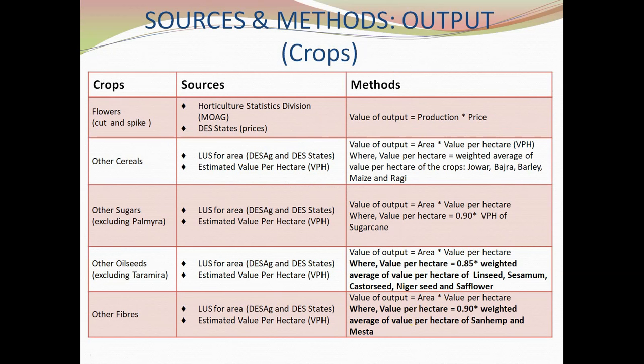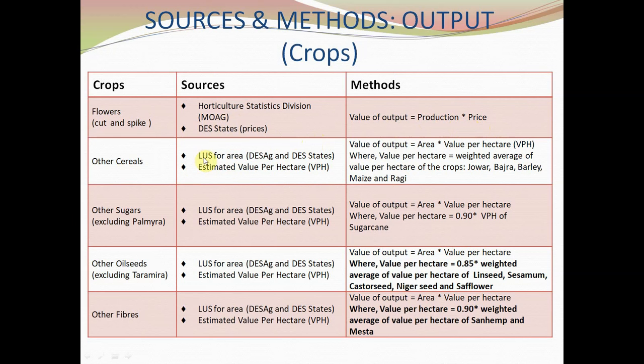Then flowers. These may be cut or spike. Flowers data is provided by Horticulture Statistics Division, Ministry of Agriculture and DES states are providing prices. Value of output is calculated by using production into prices.